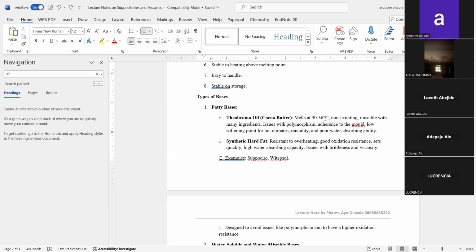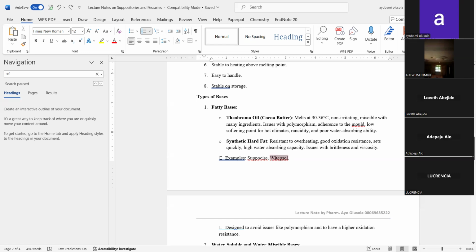Then it adheres to the mold, and there are also some other issues, and that's why we now have synthetic hard fat. They are made to overcome the problems of cocoa butter, like the polymorphism. But it also has its own issues too. An important example you must know is Witepsol.